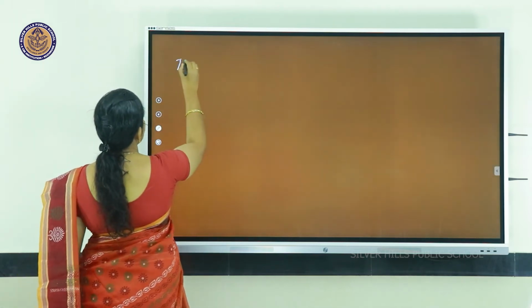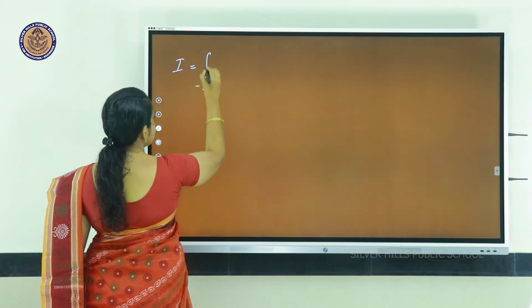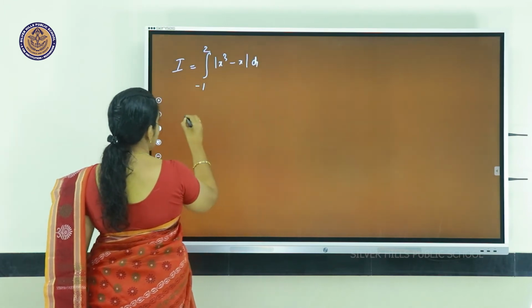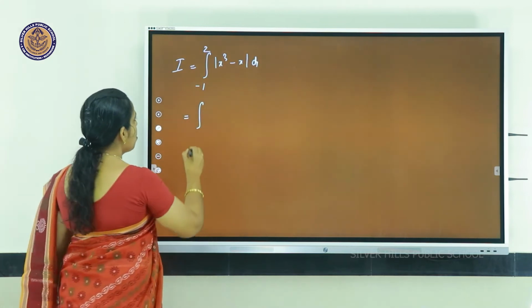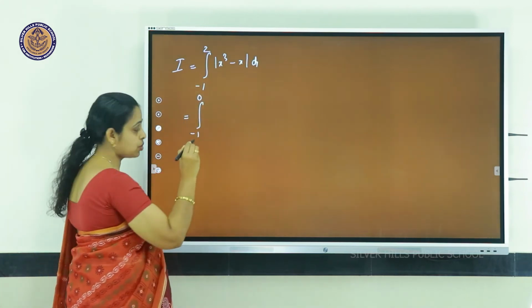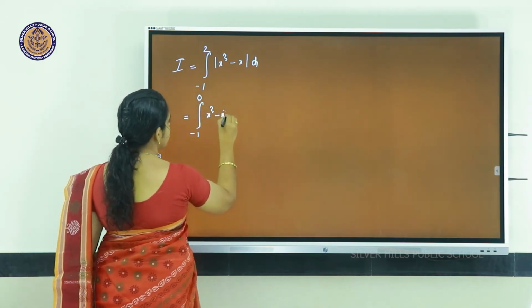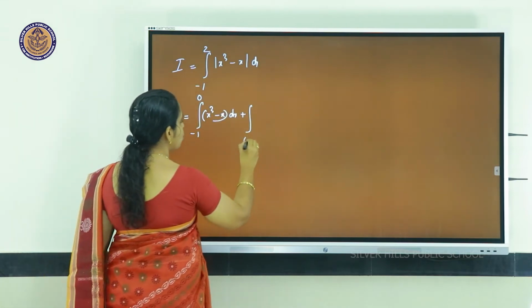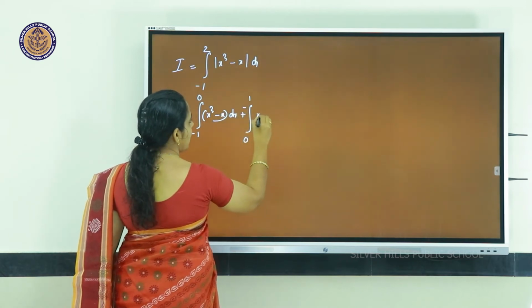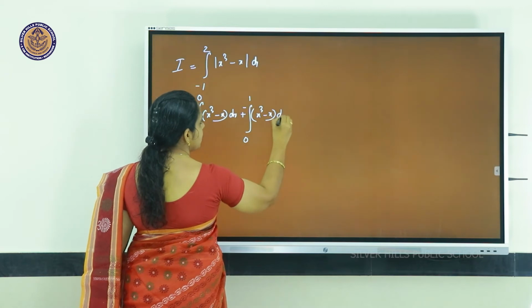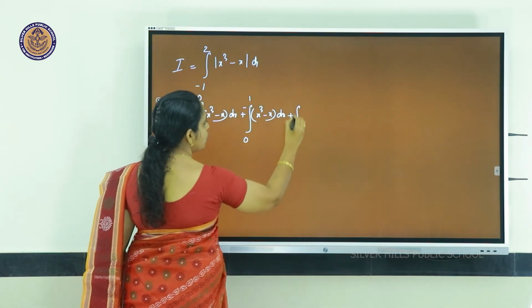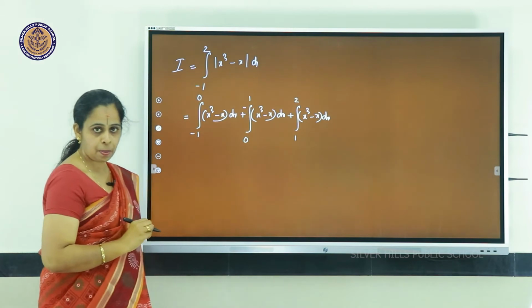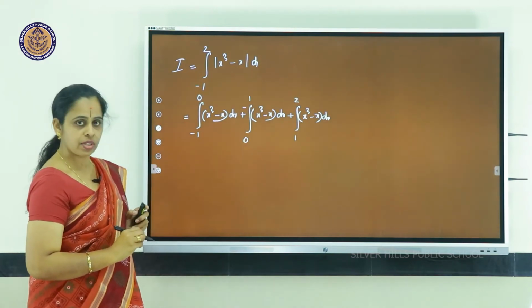So, I will be equal to the integral from minus 1 to 2 of modulus of x cube minus x dx, we can write as integral minus 1 to 0, it was positive, x cube minus x dx. Then second one from 0 to 1, it was negative, x cube minus x. And the third case from 1 to 2, x cube minus x dx, it was positive. Now let us integrate and give the values accordingly.